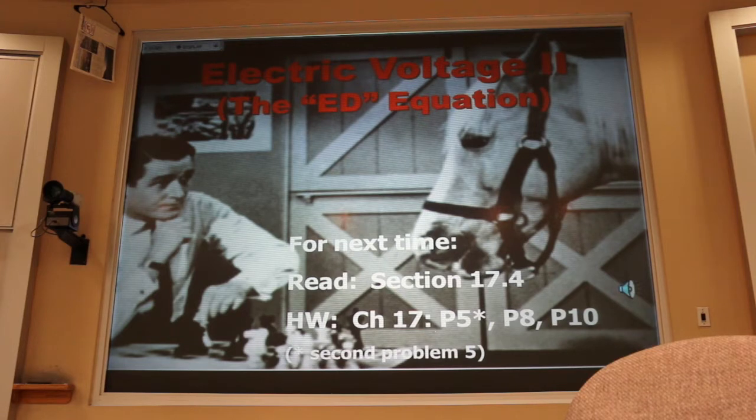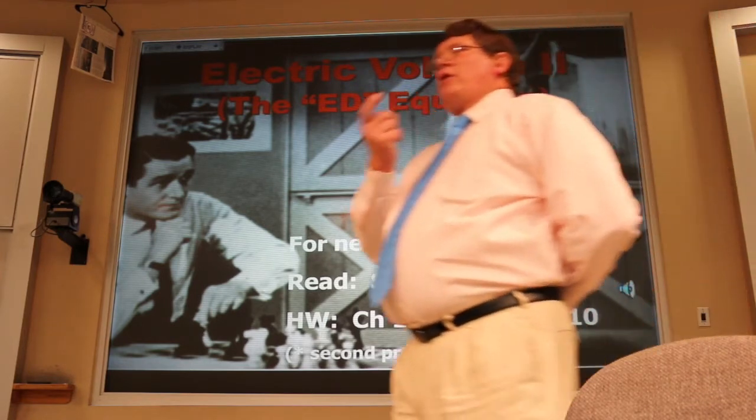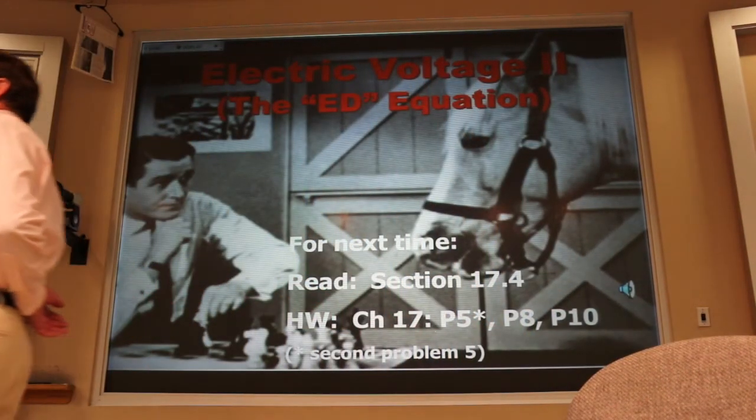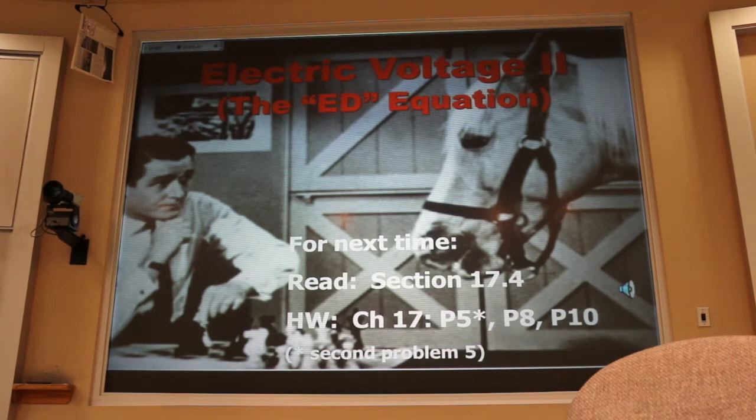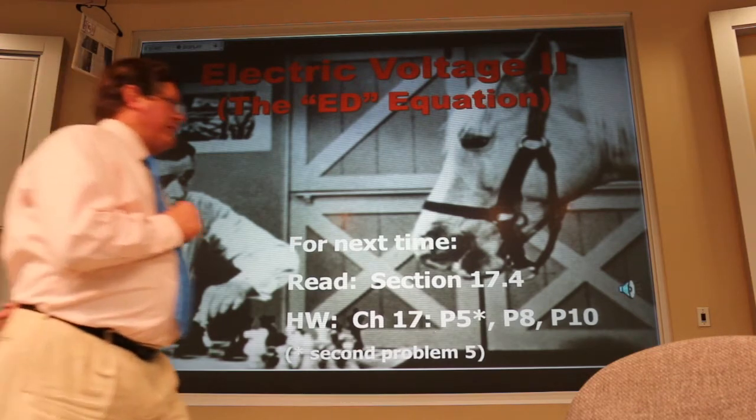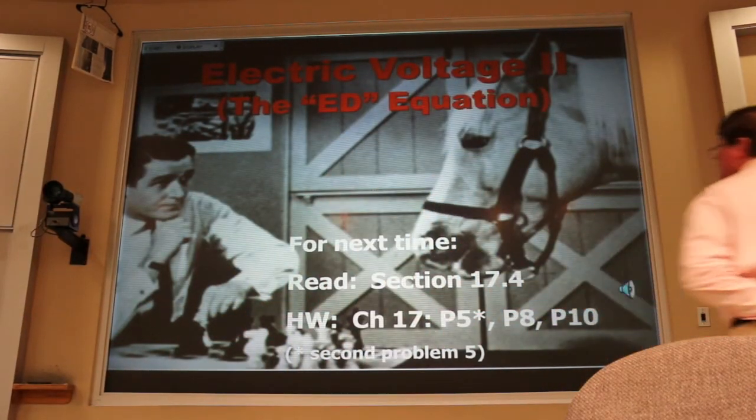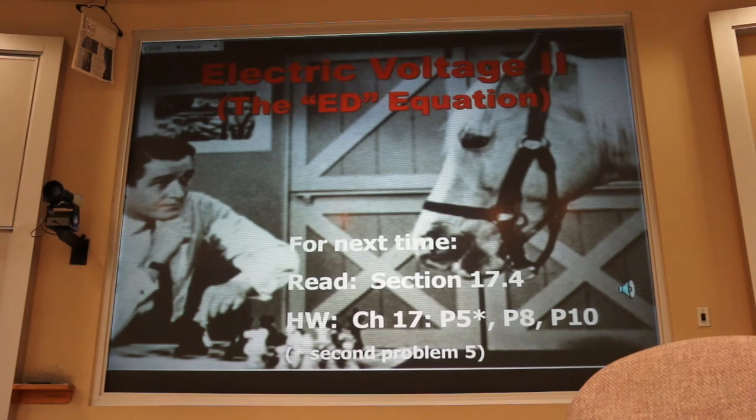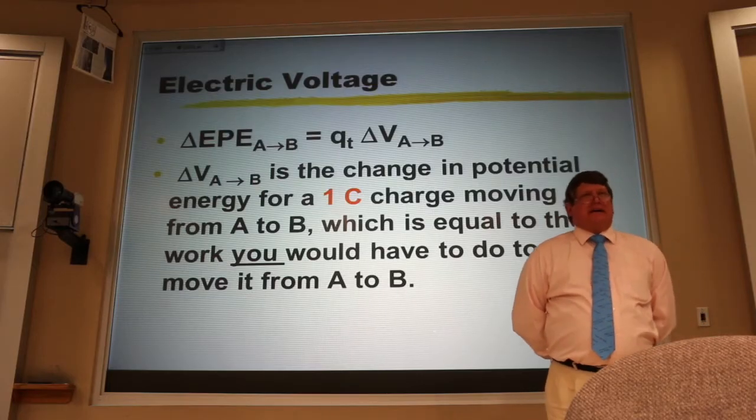Anyway, we're going to find that there's one equation that gives us the voltage difference between 2 points in a very, very simple fashion, as long as the electric field in that region is uniform. We call it the Ed equation for reasons that will become apparent. Let's take that second kick at the can.